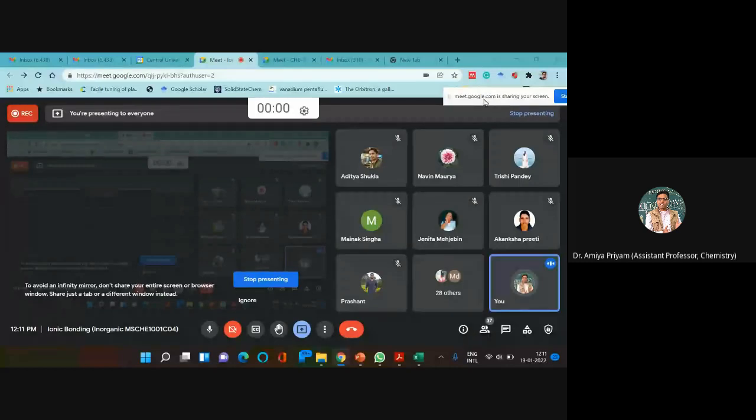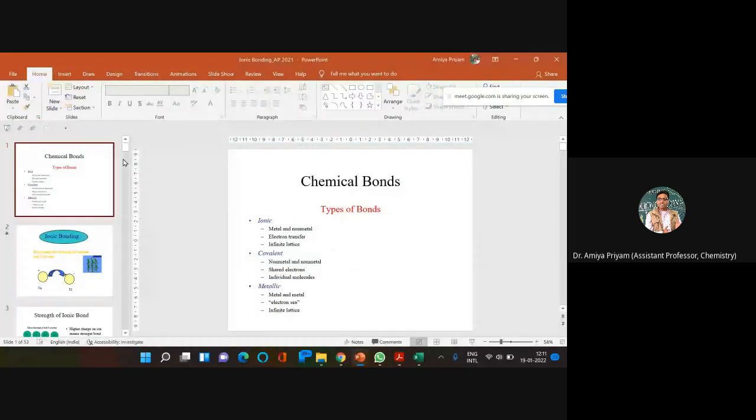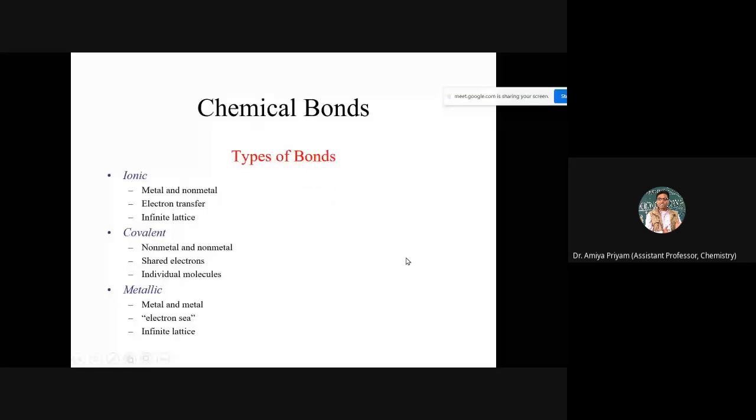Okay. Yeah, so we are going to start the new type of thing, and the second part of the bonding, that is ionic bonding. So this is what we already know. We have discussed the covalent part. Covalent bonding has been discussed, and we are now moving to this part, ionic.